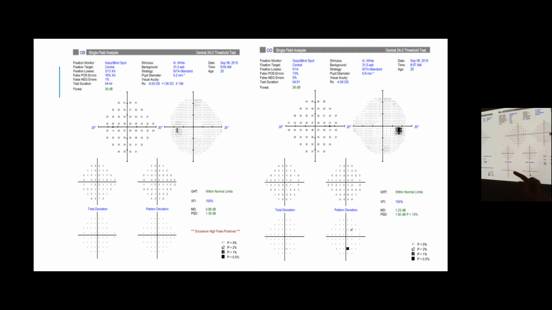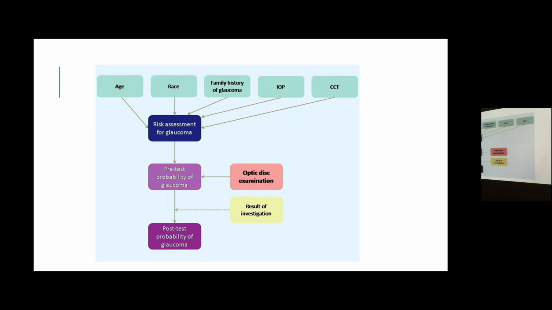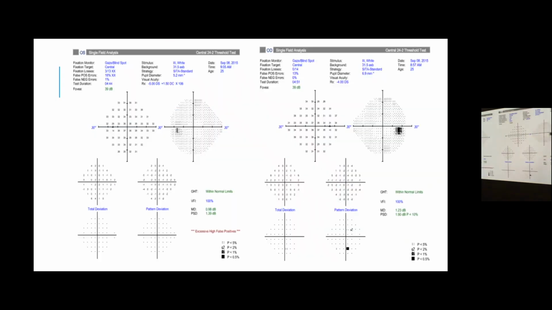If I told you this patient doesn't have a family history of glaucoma, IOP is normal, central corneal thickness is normal, he's young, do you think he still has glaucoma? Yes, exactly. So this is just to show you that you cannot rely on one test.